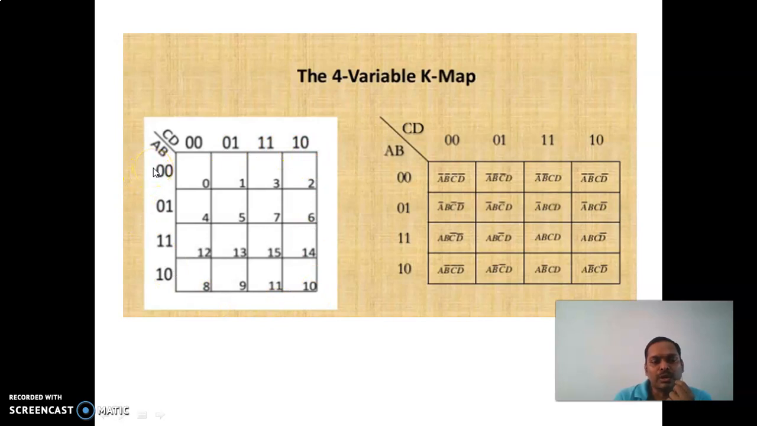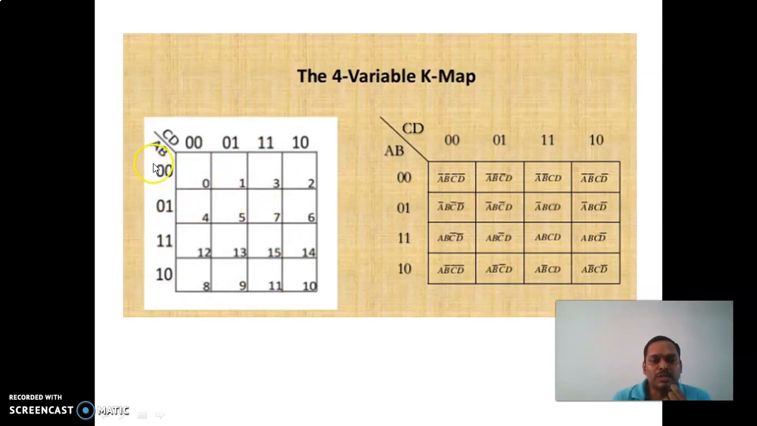So the rows and columns are divided like this. The columns are represented like this: 0 0, 0 1, 1 1 and 1 0. Row wise, we are also representing CD in the form of 0 0, 0 1, 1 1 and 1 0. And these boxes represent the minterms of the four variable K-map.